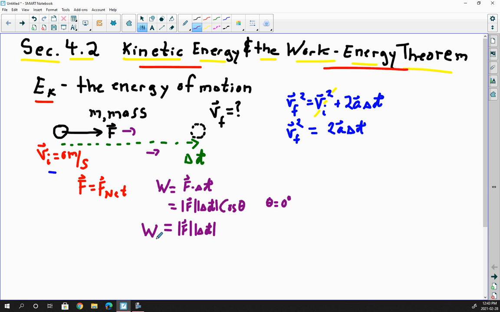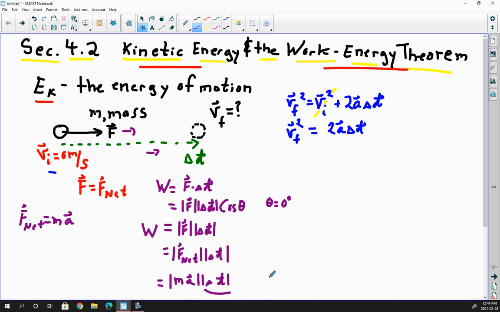There you have it. There's the work, which, since it's the only force, I can replace with Fnet. Not a problem. But I also have to remember Newton's second law, which is that the net force acting on an object is equal to the mass of that object multiplied by the acceleration that object is undergoing. So I can put that in there. How do you like them apples? There you have it.